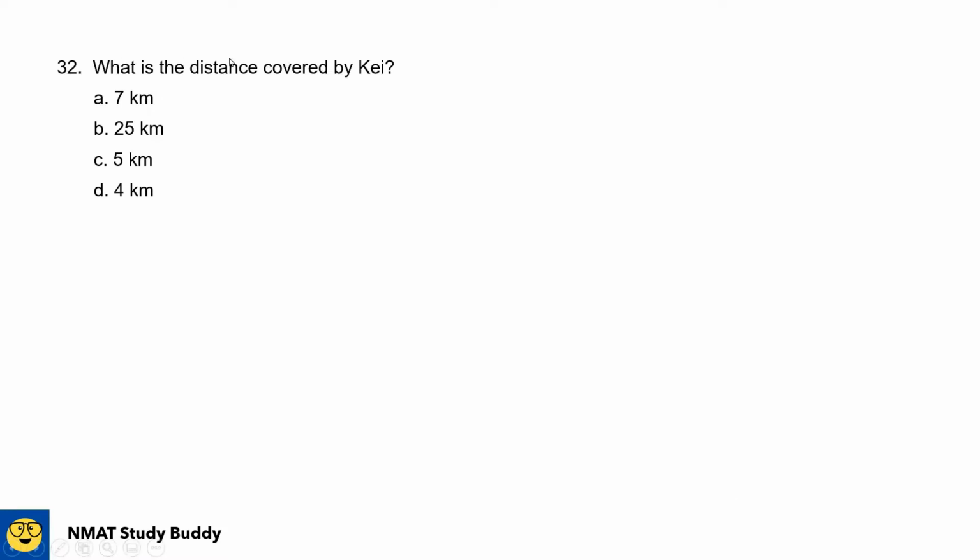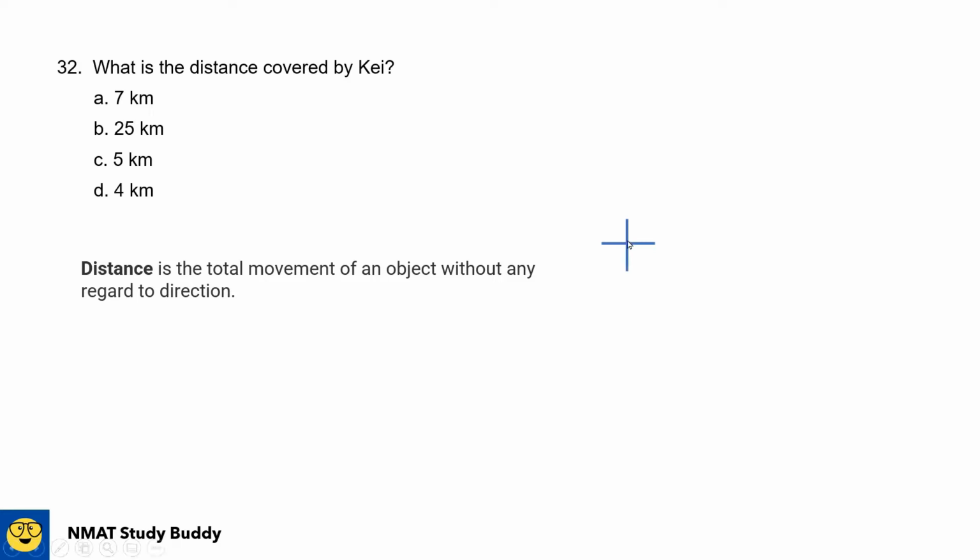Number 32, what is the distance covered by K? So pag sinabing distance, it is the total movement of an object without any regard to direction. So yung measure dito is yung total length na travel ni K. So if we have a starting point, 3 kilometers east, then 4 kilometers north, ibig sabihin, yung total distance na na-travel niya is 3 plus 4 is equal to 7 kilometers, which is letter A.